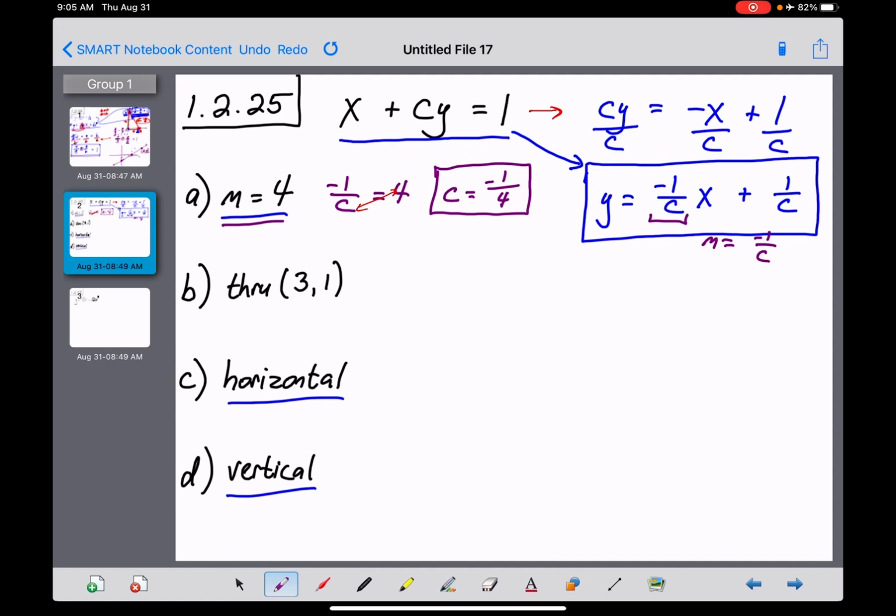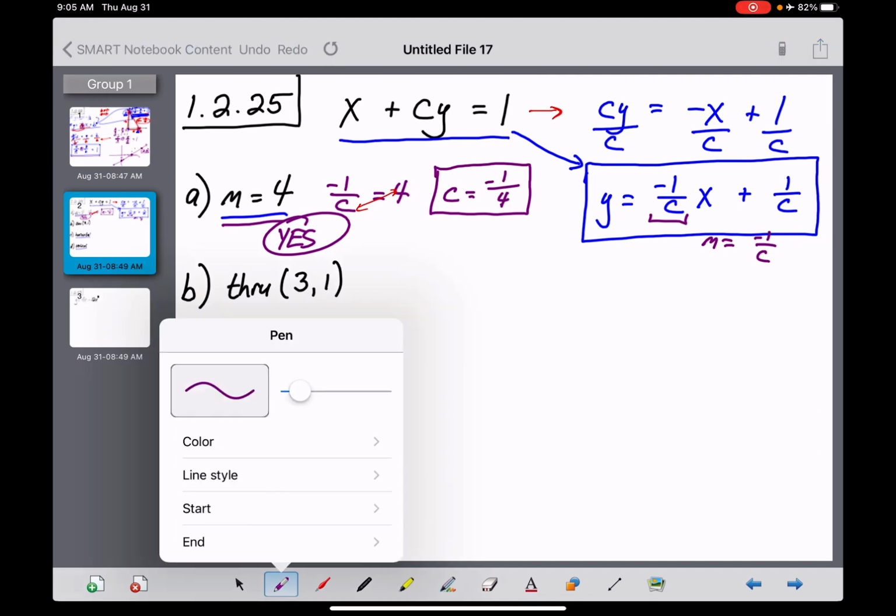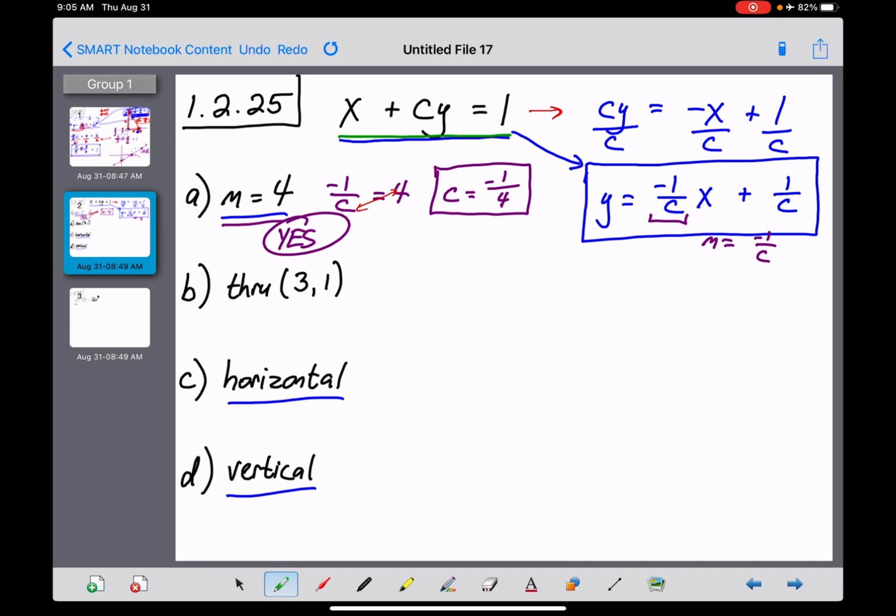So again, it's worded as a yes-no question, so I'm going to say that A is a yes. How about B? We now want to know, is it possible to find a value of c that would make this line pass through the point 3, 1? And for that purpose, I'd actually go back, let me switch colors here, guys. I'd actually go back to the original form when the equation was written in standard form.